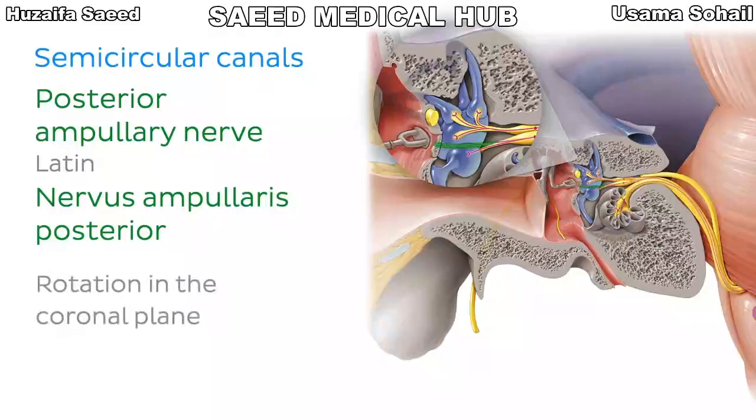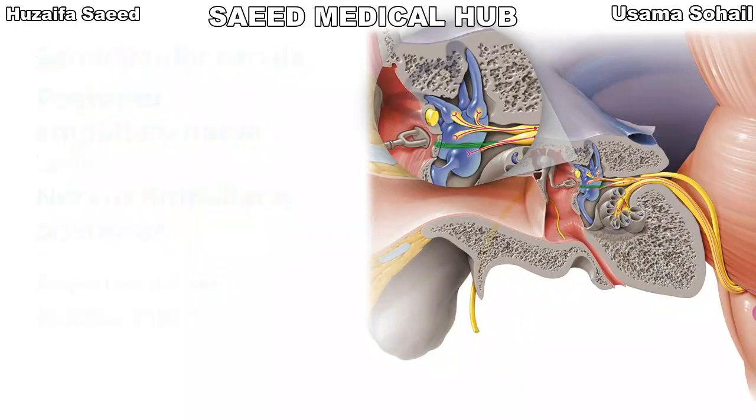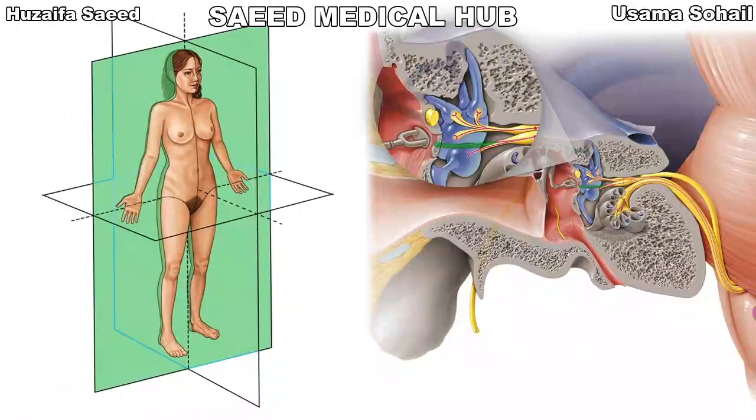So basically it is sensitive to motions of the head in that plane, such as tilting the head towards the shoulder. And therefore we can say that the posterior ampullary nerve carries information about the rotation of the head in the coronal plane. And so of course, let's come back to our anatomical woman with the coronal plane highlighted in green. We can see our blue arrow showing the direction of the rotation.